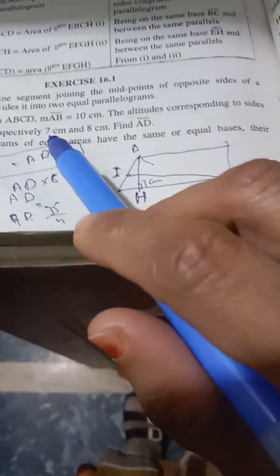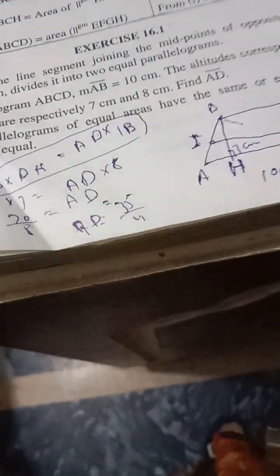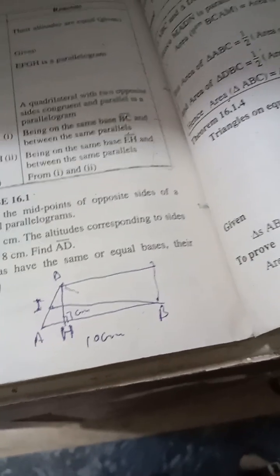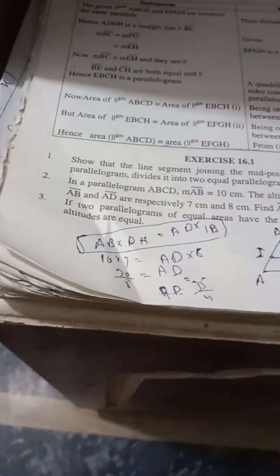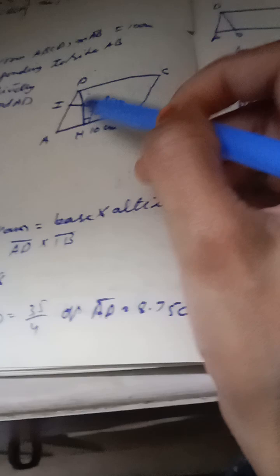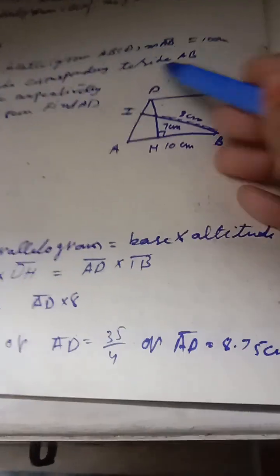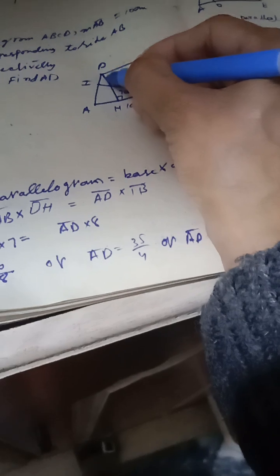Question number 2: in a parallelogram ABCD, the measurement AB is equal to 10 cm, and the altitudes corresponding to sides AB and AD are respectively 7 cm and 8 cm. Find AD. We have to find AD. For example, we draw parallelogram ABCD. A parallelogram has 4 points. So ABCD is a parallelogram. Consider the given side AB is 10 cm.